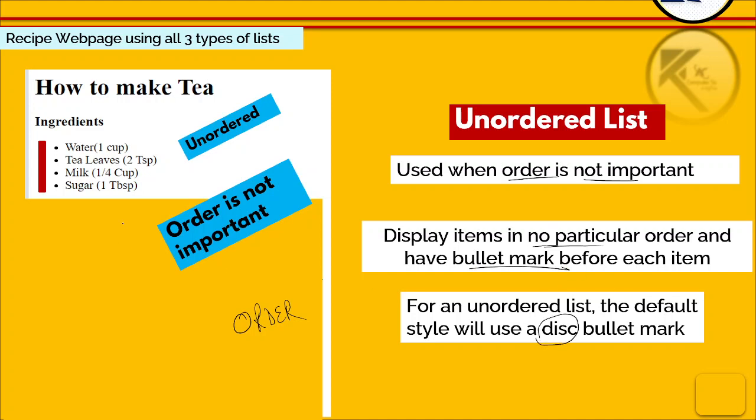So what do these three points mean? Now in our recipe web page, this ingredients section has been structured using the unordered list. These are the list items, and this is the bullet mark which comes in front of every item. Now let me tell you, all of these lists are block level elements because every list item starts on a new line, and there is a blank line left at the bottom and the top of every list.